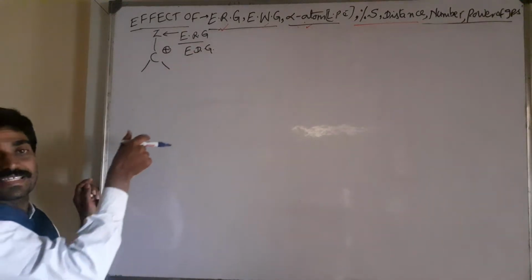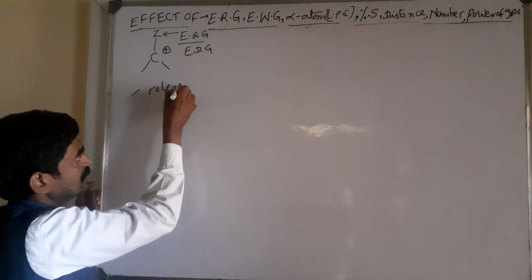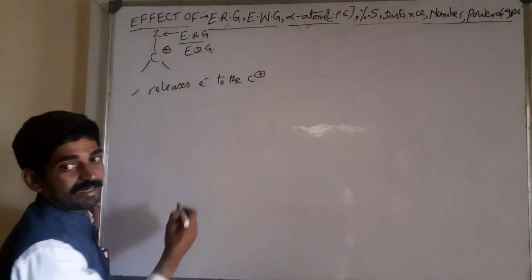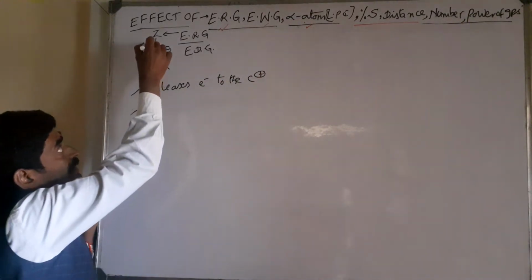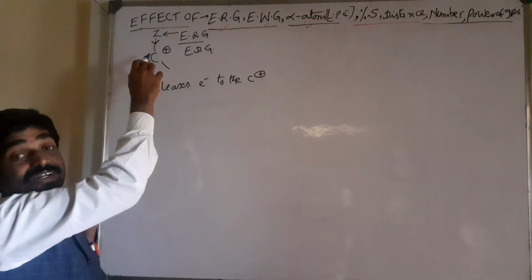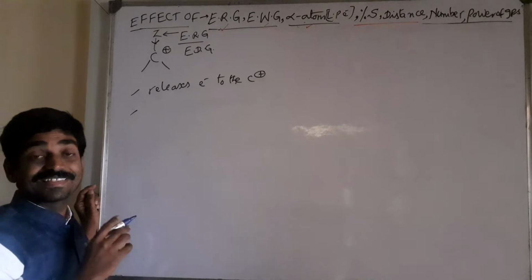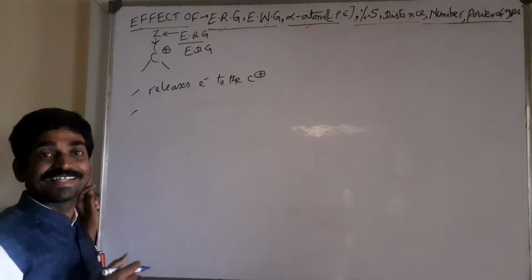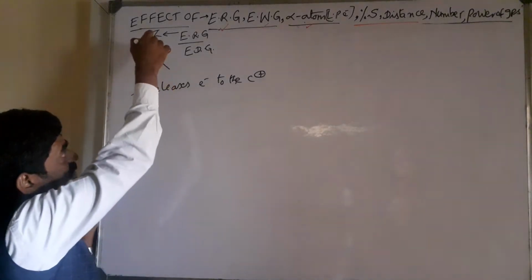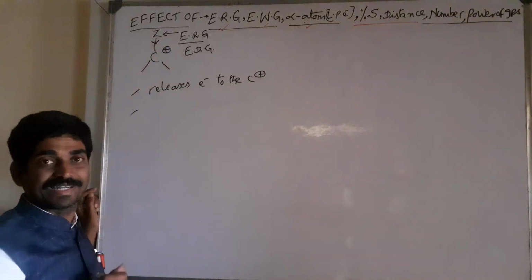That means it releases electrons to the carbocation, right? So those electrons are negatively charged, and they neutralize or nullify the positive charge accumulated over the carbocation. Then that stabilizes the carbocation, that increases the stability of the carbocation, right? So if it releases electrons, the negative charge is dispersed over the positive charge on the carbocation.